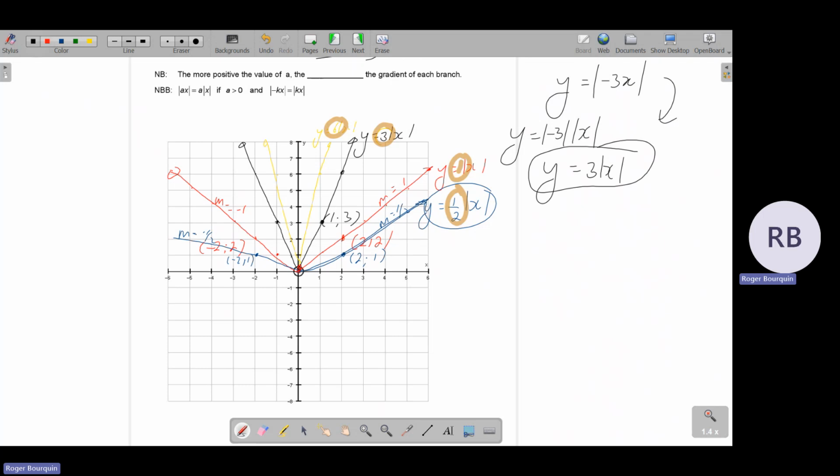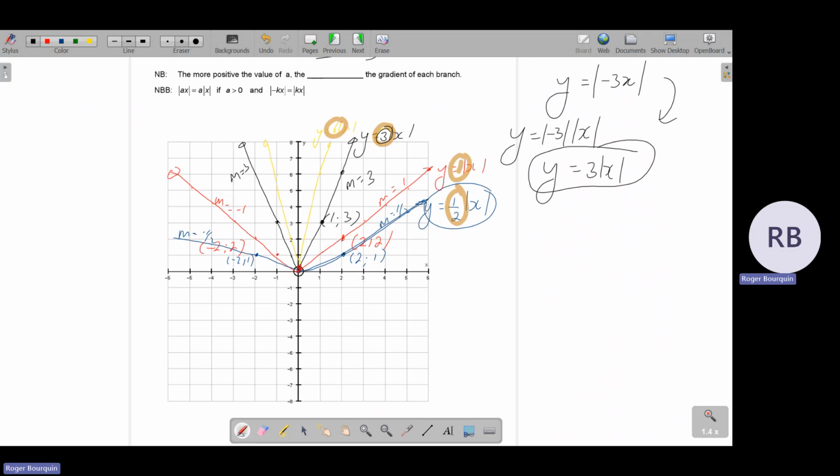If I gave you this, Bianca, 3 absolute value of x, what's this gradient going to be? This one would be negative 3. You with me? So this was 6 absolute value of x. What was that going to be? And that one will be negative 6. Yes. Okay. So I said to you, what's the equation of each branch, just by the way?